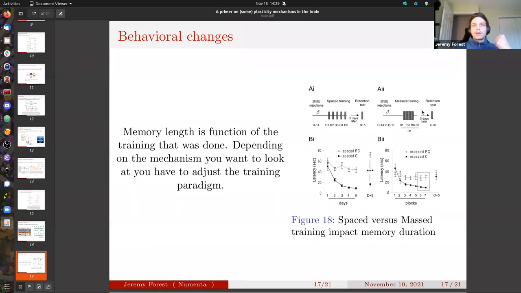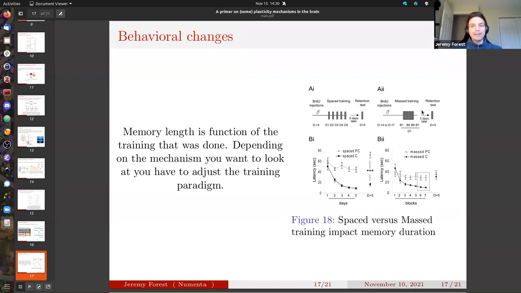Memory length meaning the permanence of the memory? Yes, it's going to be the behavioral expression of the memory. Memory length means how long you remember it? How long the animal is going to be behaving in a specific way. Okay, so the length of the memory, got it. At the behavioral level, yes.